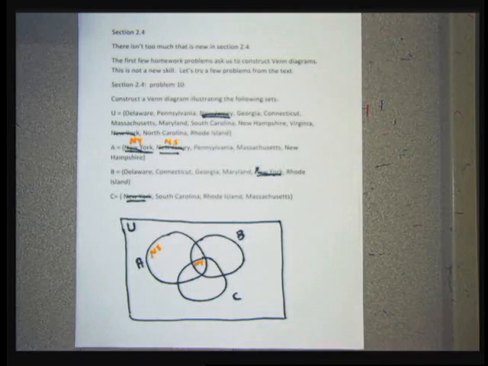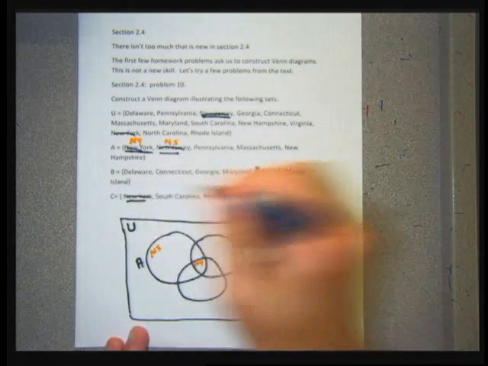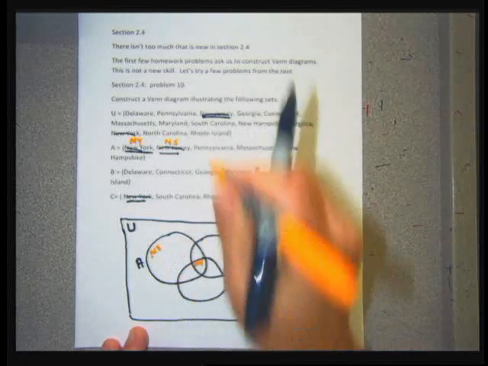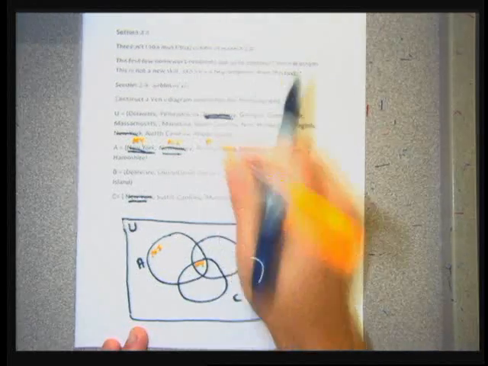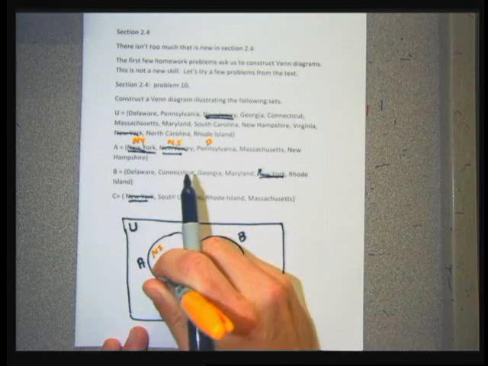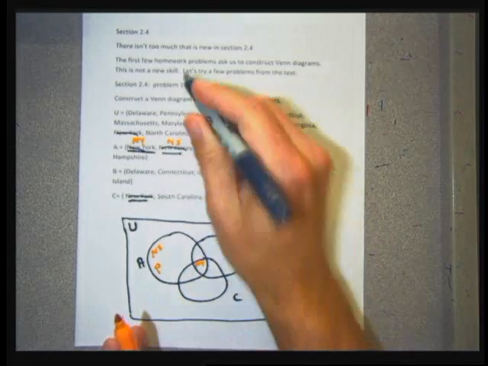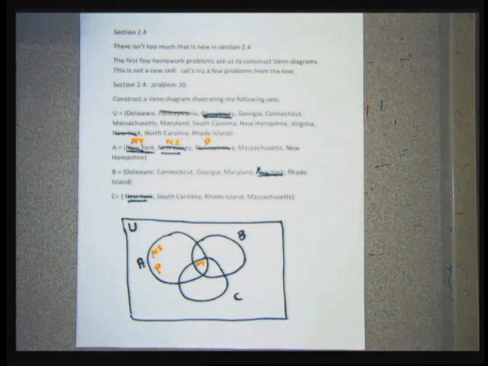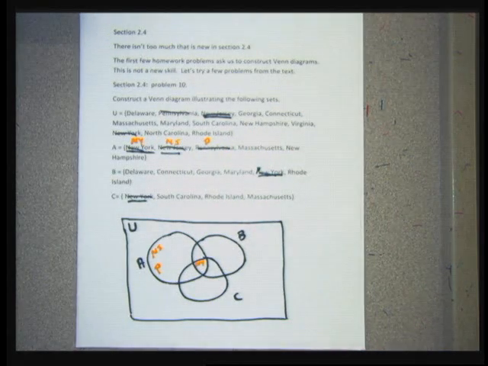Next state I see is Pennsylvania. I look through B and C. I don't see Pennsylvania anywhere. So I'm going to put Pennsylvania, which I'm going to write with a P, in the same spot that I put New Jersey. And I'll cross it out. So hopefully you can go through and fill out the diagram quicker than I can. But if you can't, that's okay.